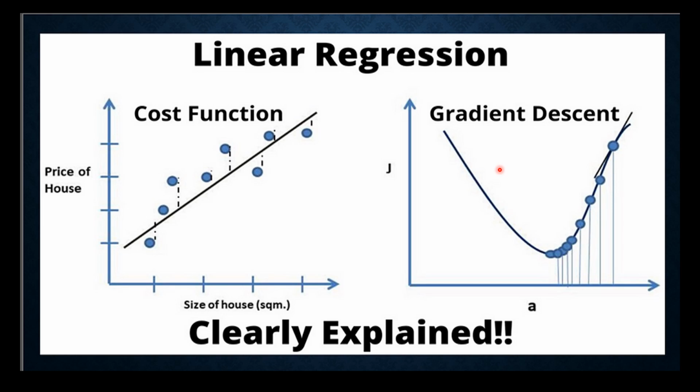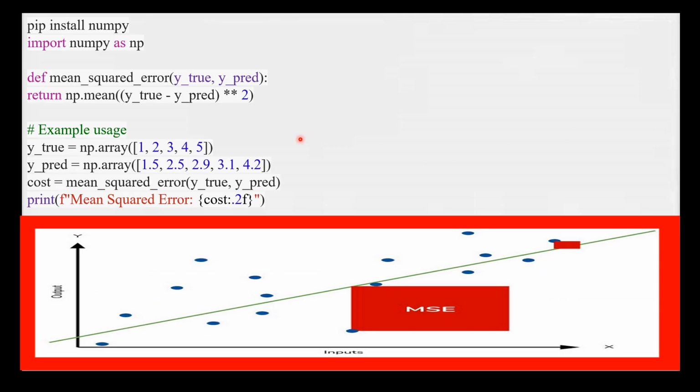So to summarize this, we can say a cost function is a way to measure how well a model fits the data. It's a crucial component of the machine learning process as it guides the model training and helps ensure that the resulting model is accurate and effective. So to understand this better, let's understand it using Python code.